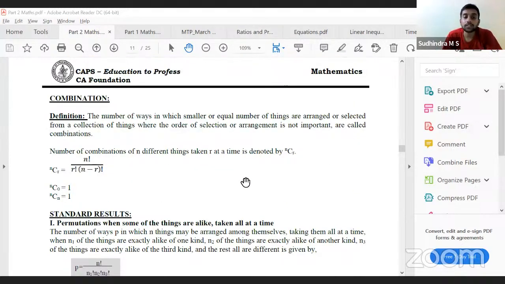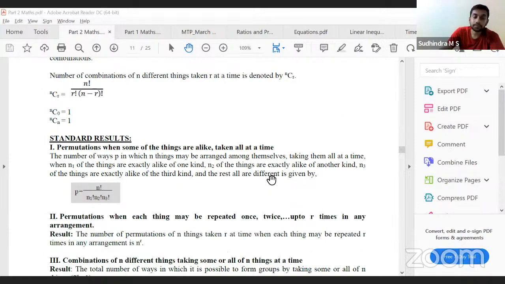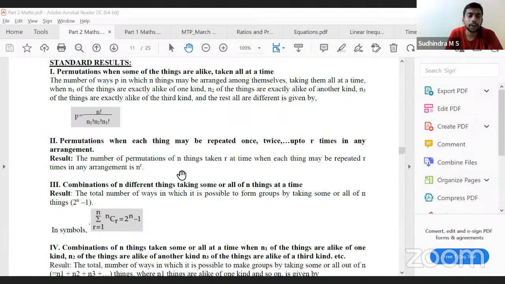Then we have combinations. The difference is that there is no importance given to the order of selection or arrangement. What is NCR? NCR is n factorial by n minus r factorial into r factorial. So NPR is n factorial by n minus r factorial; here, additionally, r factorial should be multiplied in the denominator. NC0 is 1. NCN is 1. Okay. Then some specific points.